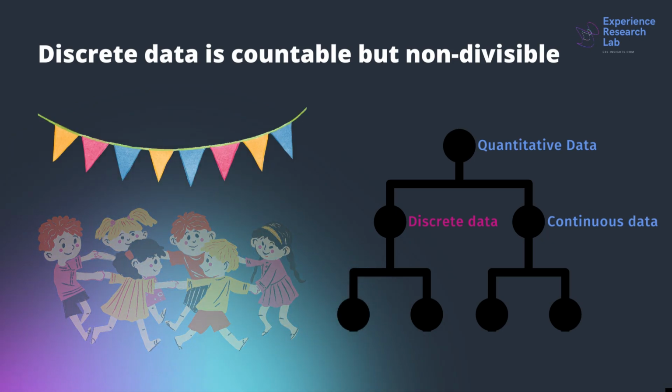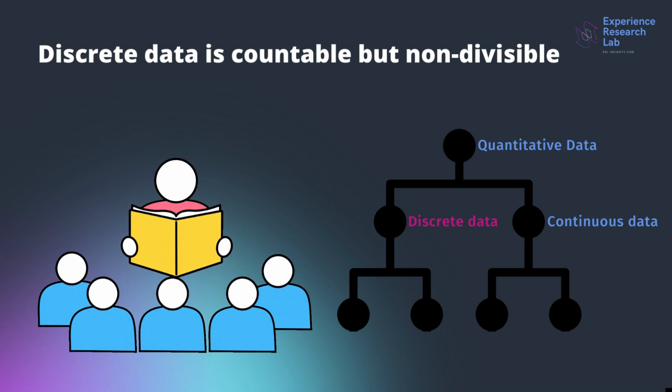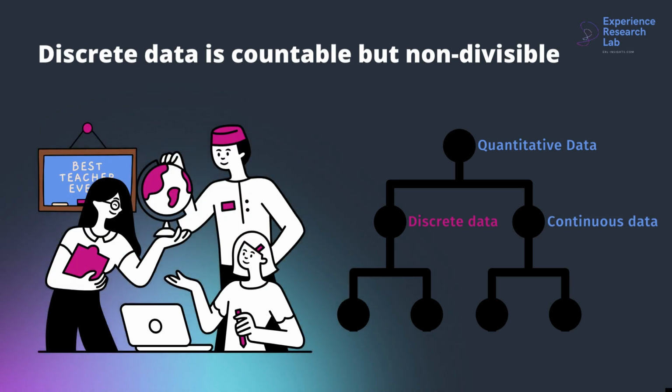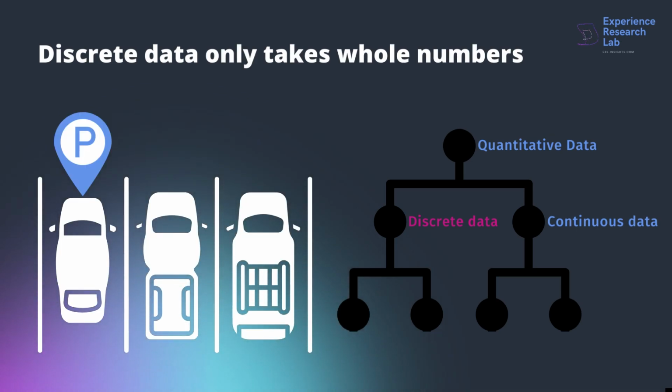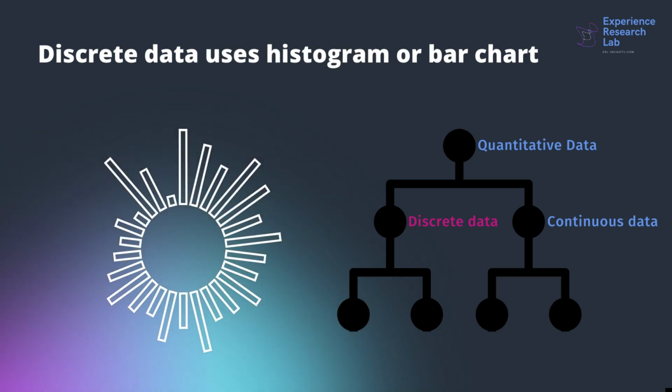As previously mentioned, they are all countable but non-divisible. We can say that a family has 6 children, or a class consists of 5 students. However, we cannot say that a school has 2.5 teachers, or that the parking lot is for 3.25 cars. In short, discrete data only takes whole numbers. Analyzing discrete data may involve techniques like histograms or bar charts.